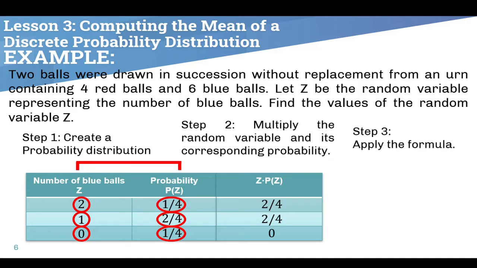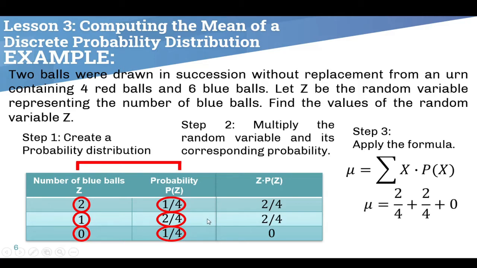Ang next step natin, i-apply natin yung formula. Ayan, very good. So, ano uli ang formula? I-add lang daw natin, ang mean is equals to the summation of the random variable x multiplied by its probability. So, i-apply lang natin. I-add lang natin lahat ito. So, 2 over 4 plus 2 over 4 plus 0 is equals to 4 over 4 or 1. Yan na ba yung sagot, sir? Yes, yan na yung pagkuha ng mean.